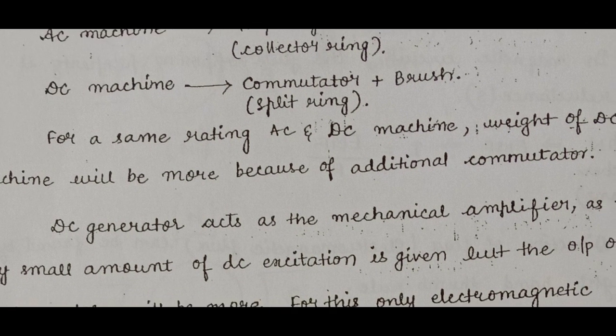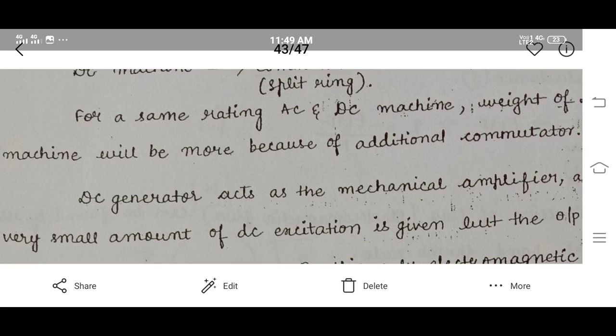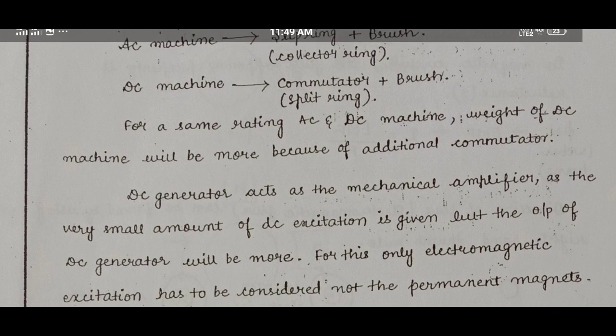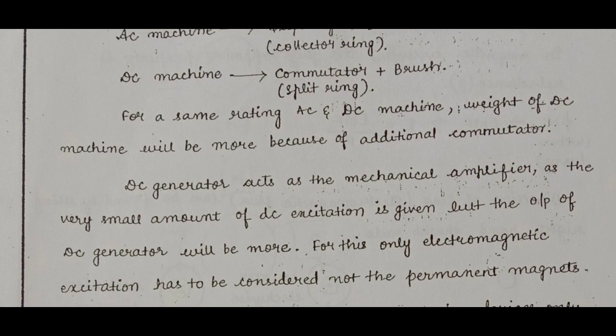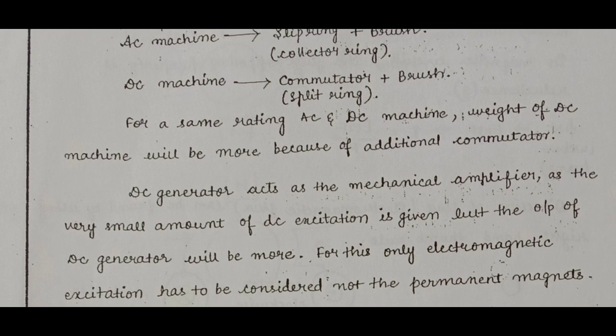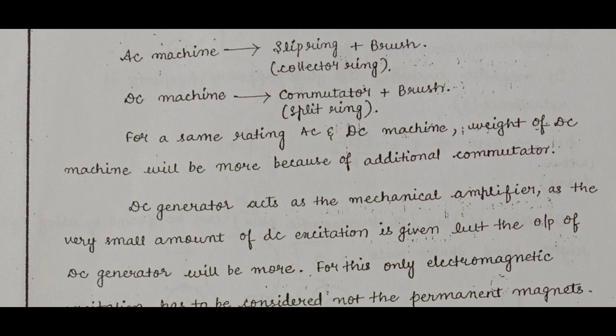For the same rating of AC and DC machines, the weight of the DC machine will be more because of the additional commutator. If it is the same rating, then the additional weight is because of the commutator. There is no commutator used in the AC machine. So the commutator's extra weight will be there in a DC machine, so the weight of DC machines is more for the same rating.